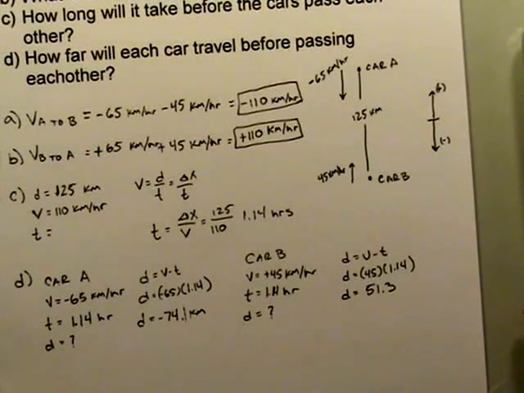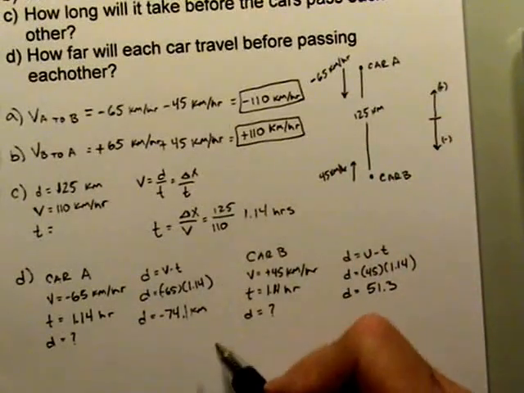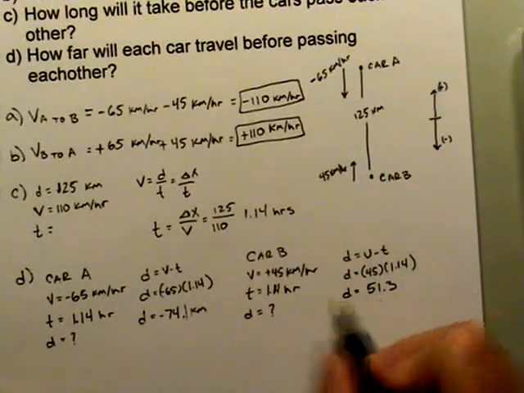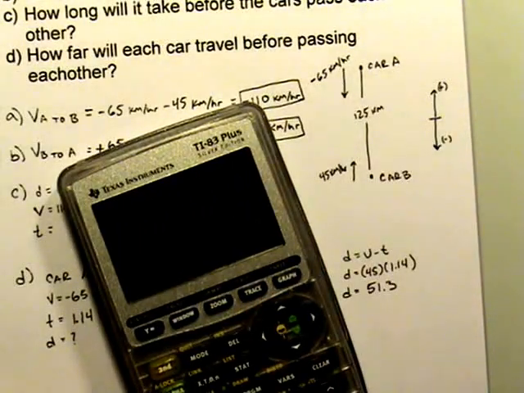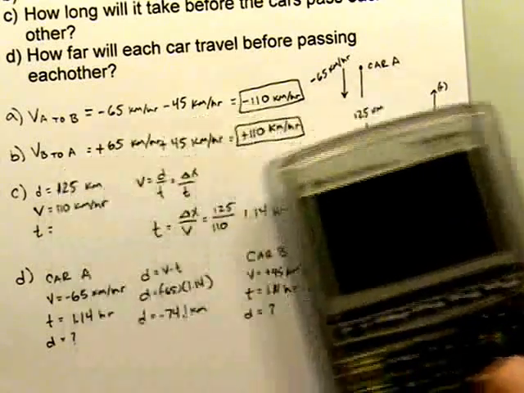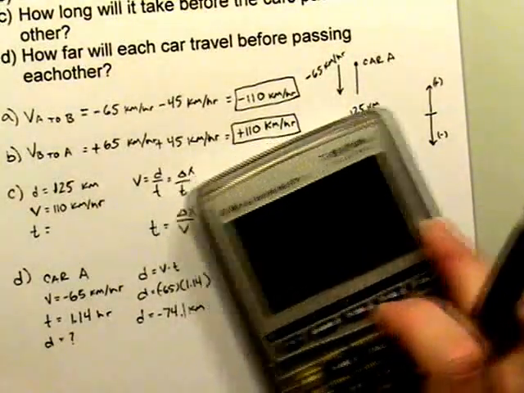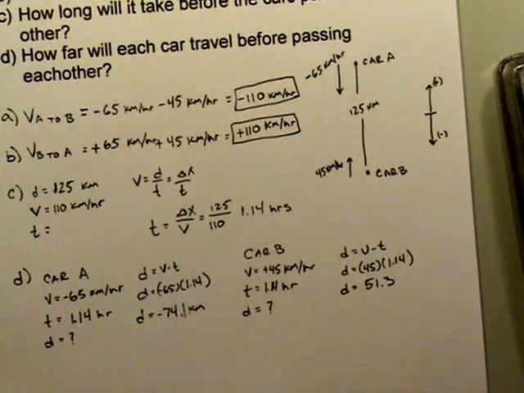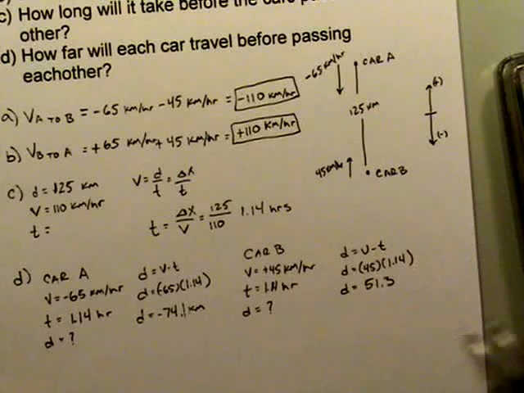And obviously, one of the things that we would like to do is to add the two together to make sure that when we add the two together, we get back the original distance, which is the 125 kilometers. So 51.3 plus 74.1 gives me the 125 back. And obviously we're taking into account slight rounding errors from rounding our time. We actually overestimated the time just slightly. It was 1.136, I believe.